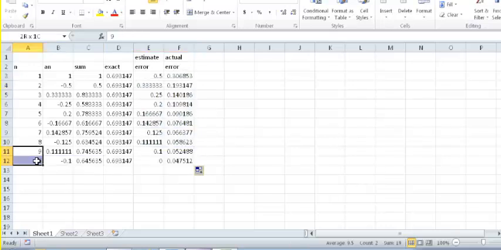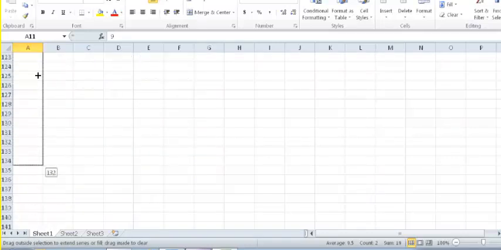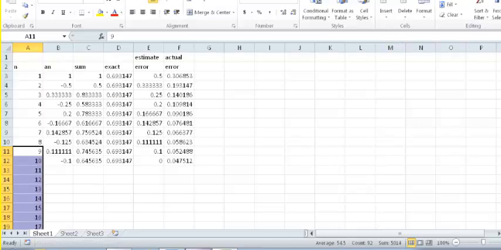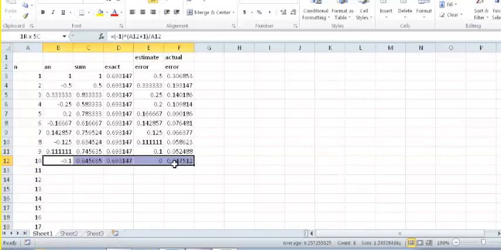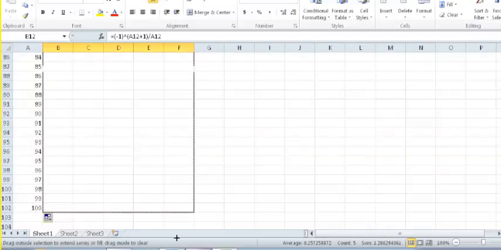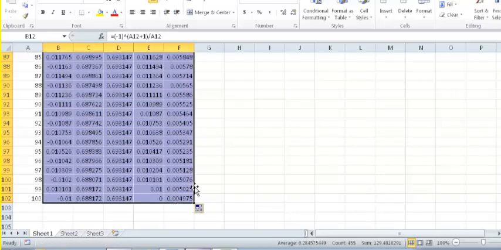So it looks like I need quite a few more terms here. Let's go down to 100 just to make sure we get it this time. Probably don't need that many terms, but okay, there's 100 terms. And now we copy all this stuff down to 100. That's interesting.